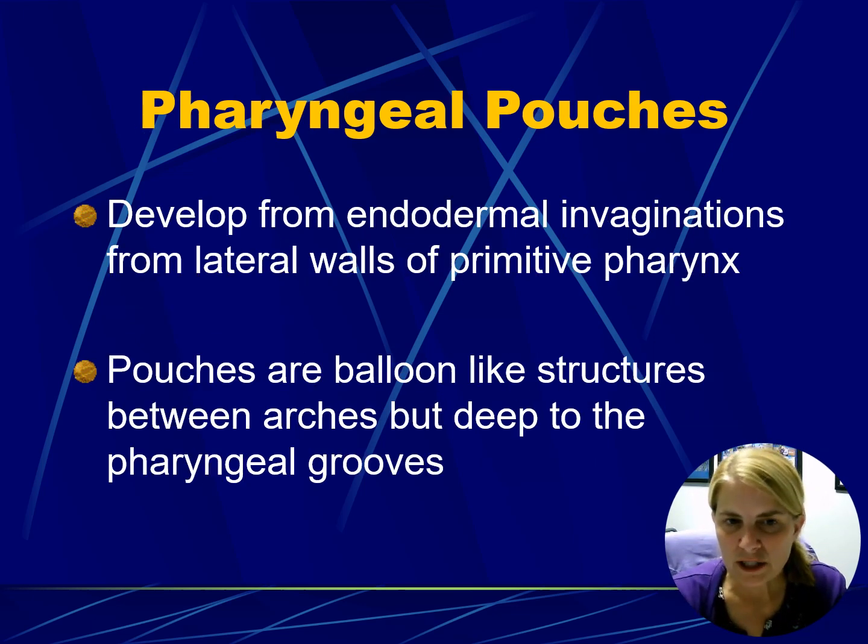The pharyngeal pouches develop from endodermal invaginations from the lateral walls of the primitive pharynx. The pouches are kind of like balloons behind the arches, and if I put my hand in through the grooves, then I'd be able to feel into those little pouches behind the arches, between the arches behind the groove. And I said the first pouch contributes to the auditory tubes, the second palatine tonsils, the third and fourth parathyroid and thyroid, as well as part of the thymus, which has ectodermal origin.